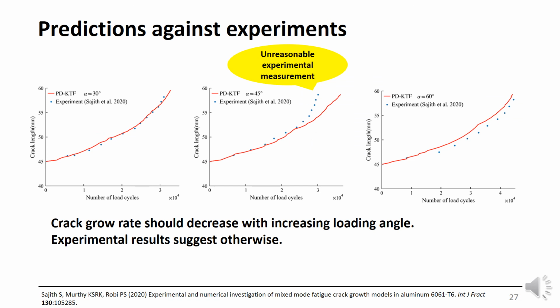Now, look at this, crack length versus number of load cycles for 30, 45, and 60 degrees. One thing that we know is that crack growth rate should decrease with increasing load angle. As alpha goes from 30 to 60, clearly the crack growth rate is decreasing. But in the case of 45, experimentally it is increasing. So this is an unreasonable experimental measurement, and we should be aware of that.